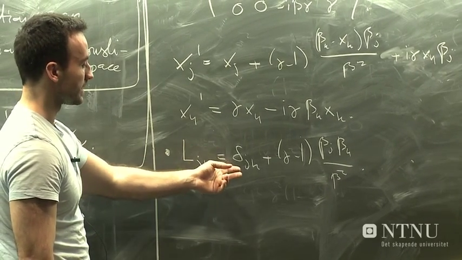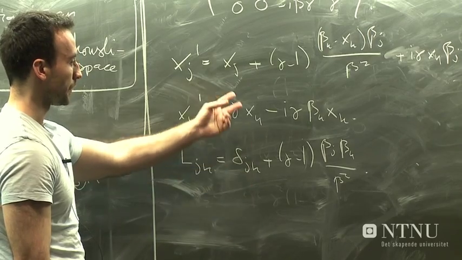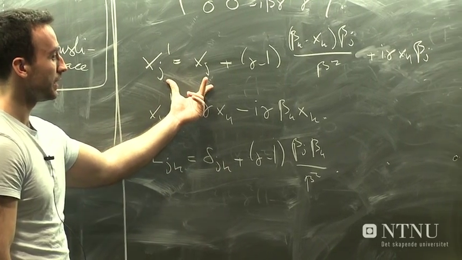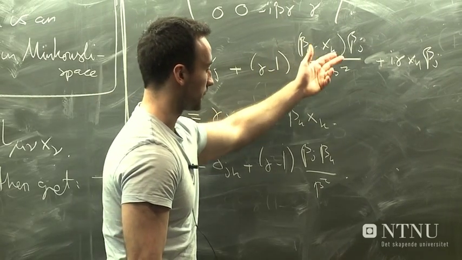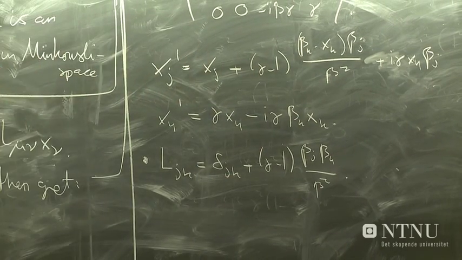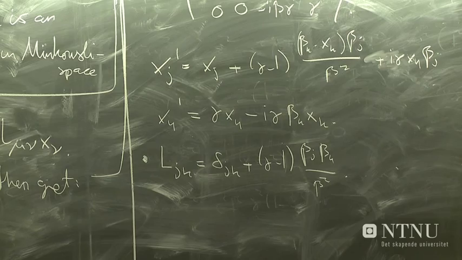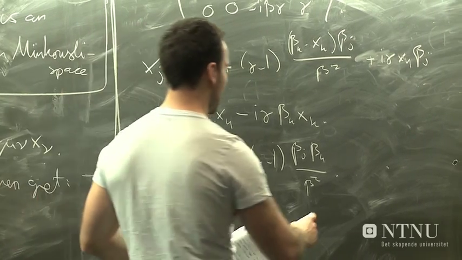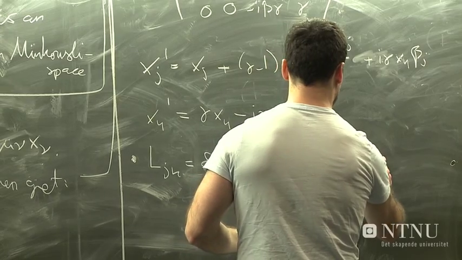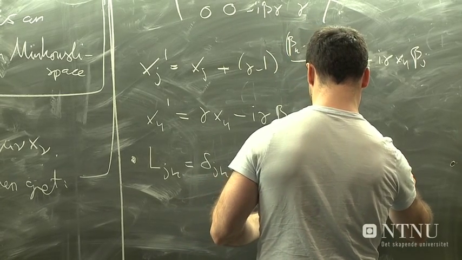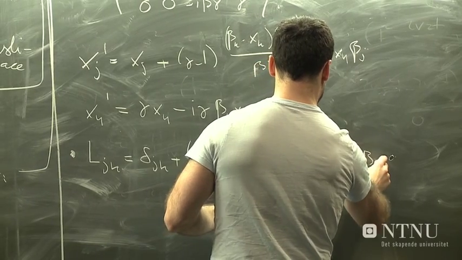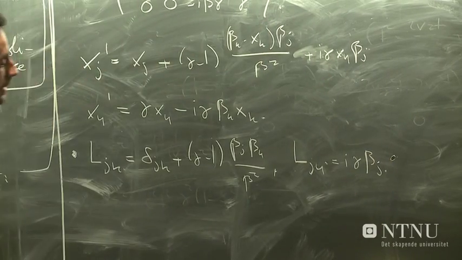So we have delta jk, because we only have a contribution here if these two indices are the same. And then we have this contribution here. And we also have Lj4, which is i gamma beta j.